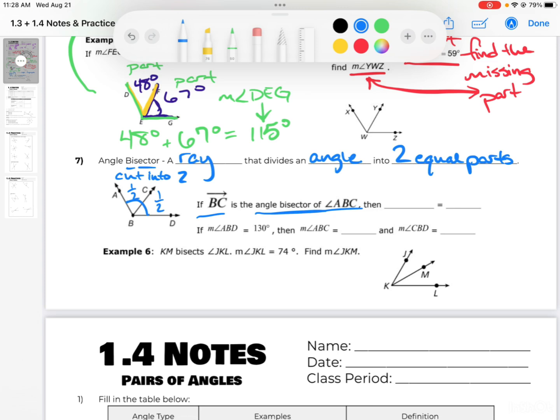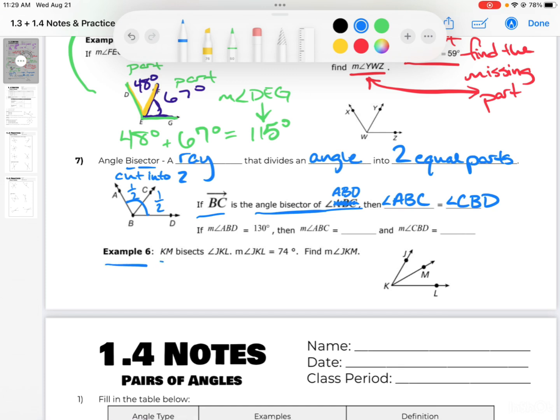If that's true, then we could say that, this is actually a little typo, sorry, I'm just realizing this as I'm working on it. This should say ABD, and so angle ABC would equal angle CBD. We would say the two parts equal each other because they're bisected.